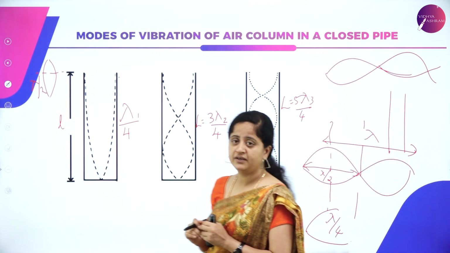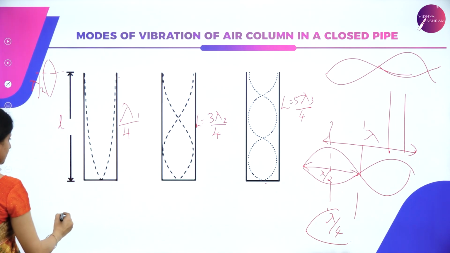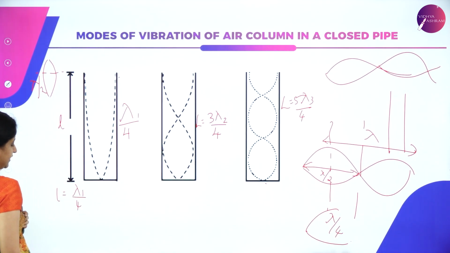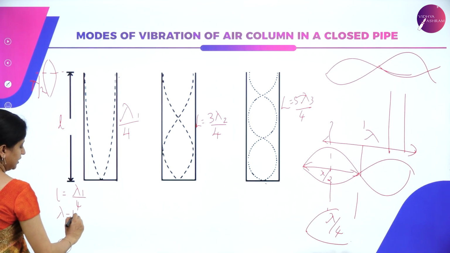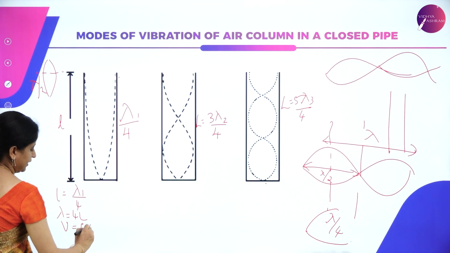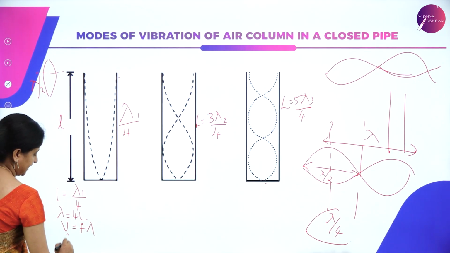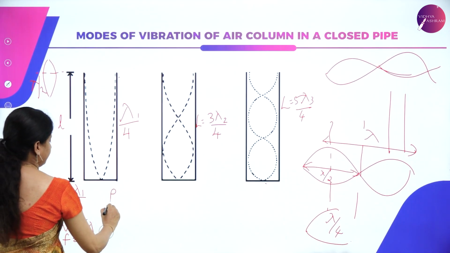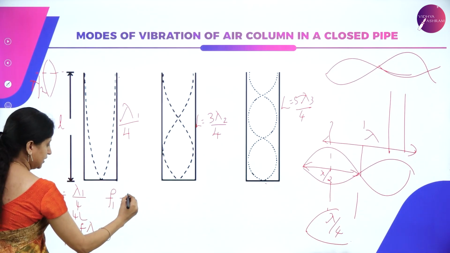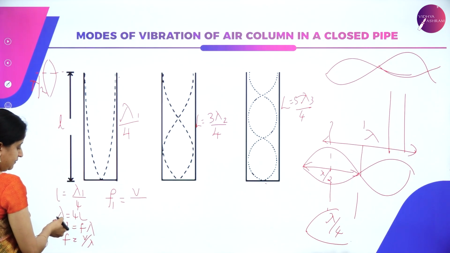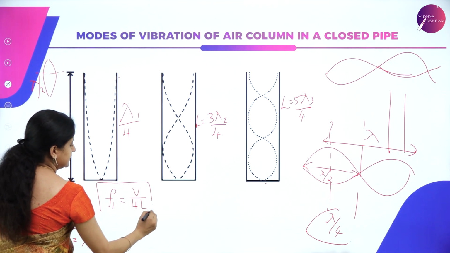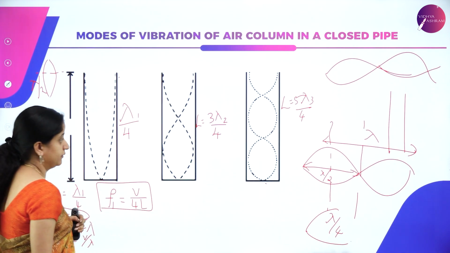So let us now take the length of the first mode, that is L is equal to lambda by 4, or we can write it as lambda is equal to 4L. We have the expression V is equal to F lambda, and from this we can write F is equal to V by lambda. Here the fundamental frequency F is equal to V divided by lambda, which is V divided by 4L.